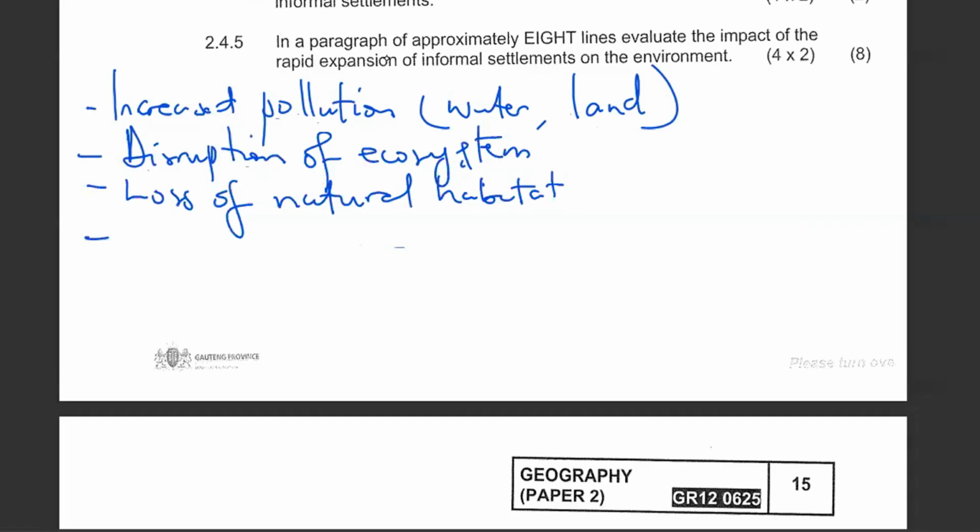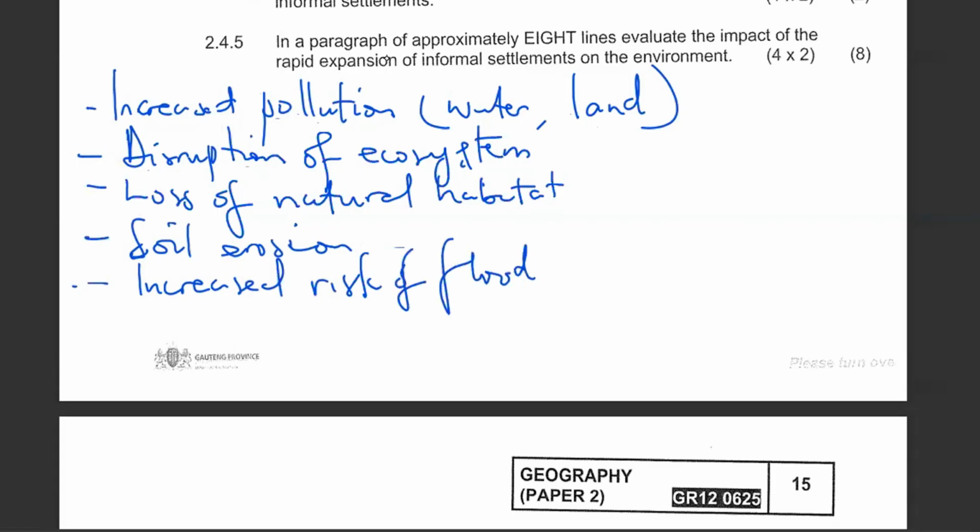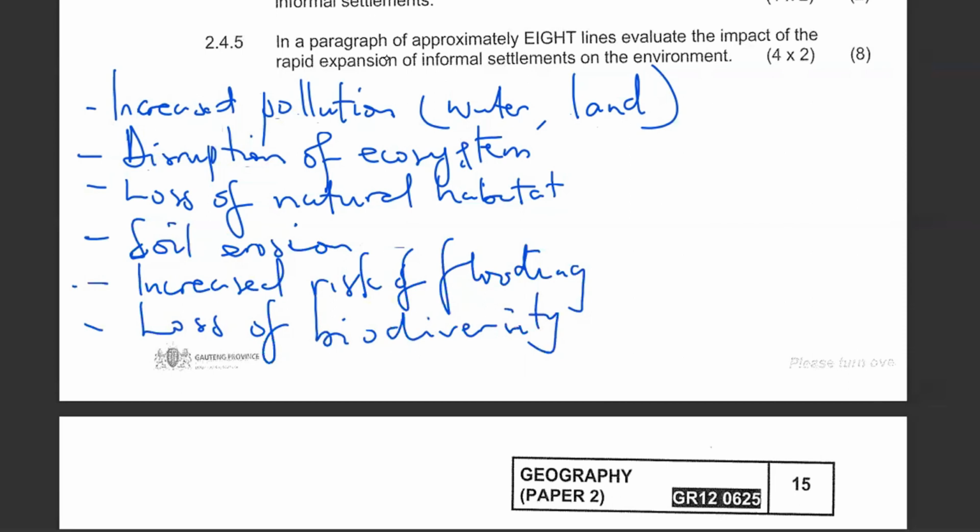Then we can also talk of other aspects like the problem of soil erosion, which is also exacerbated by continued expansion of informal settlements. Then we can also look at increased risk of flooding, and other aspects like loss of biodiversity. Those are some of the impacts, mainly on the natural environment.